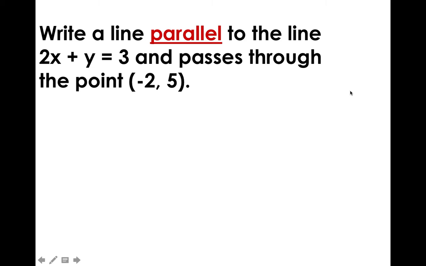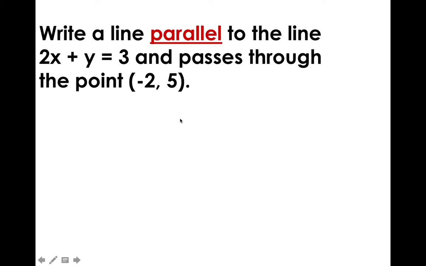So let's look at this first one right here. It says, write a line parallel to the line 2x plus y equals 3 that passes through the point 2 comma negative 5. All right, 2 comma negative 5. And this is number 3 in your handout.